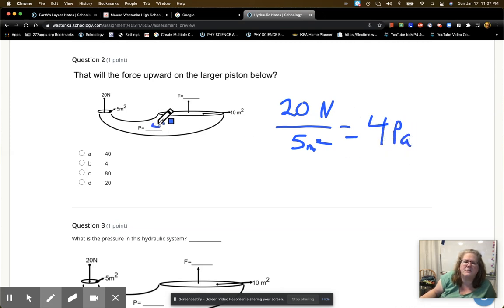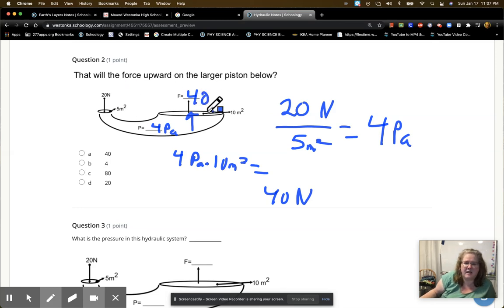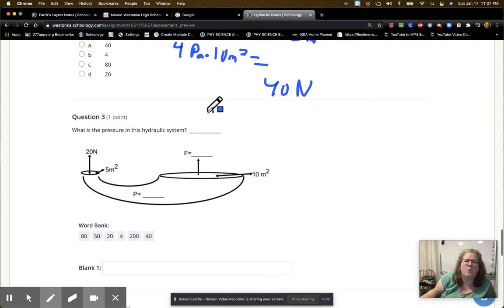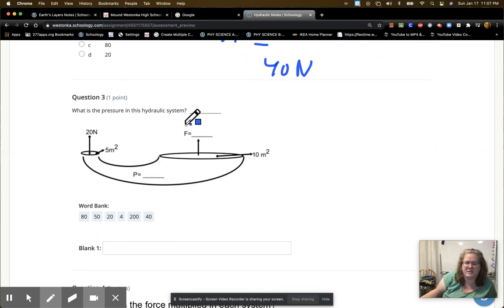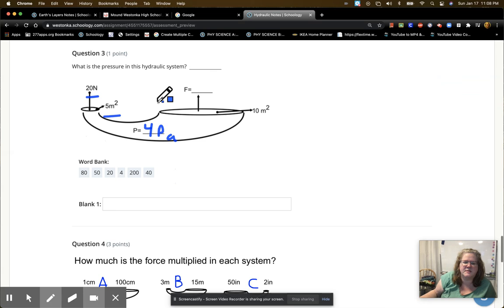Okay? Now, if this is 4 pascals everywhere in this fluid, then up would be 4 pascals times the 10 meters squared. So that means I'm lifting 40 newtons of force. So by putting in 10, I can lift 40. Number 3, what is the pressure in this hydraulic system? Well, again, that's 20 force divided by area. 20 divided by 5 is 4 pascals. Should have probably put that one first, but it all works.